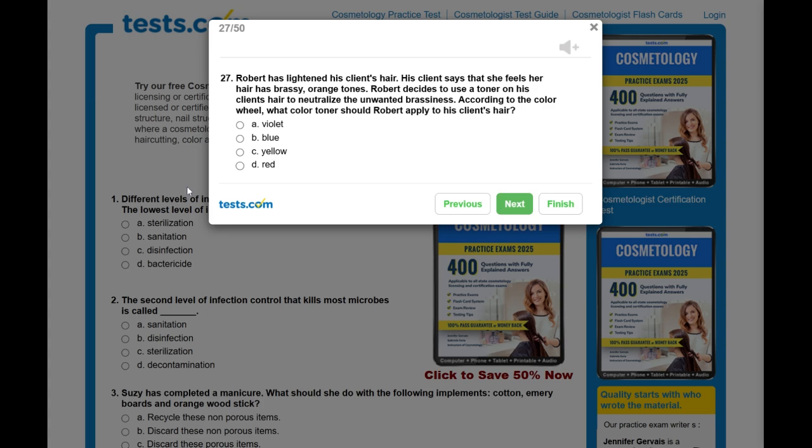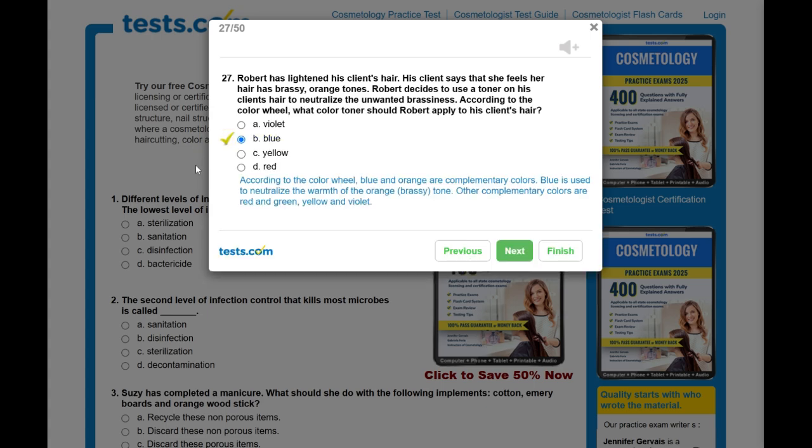Question 27. Robert has lightened his client's hair. His client says that she feels her hair has brassy orange tones. Robert decides to use a toner on his client's hair to neutralize the unwanted brassiness. According to the color wheel, what color toner should Robert apply to his client's hair? A. Violet. B. Blue. C. Yellow. D. Red.